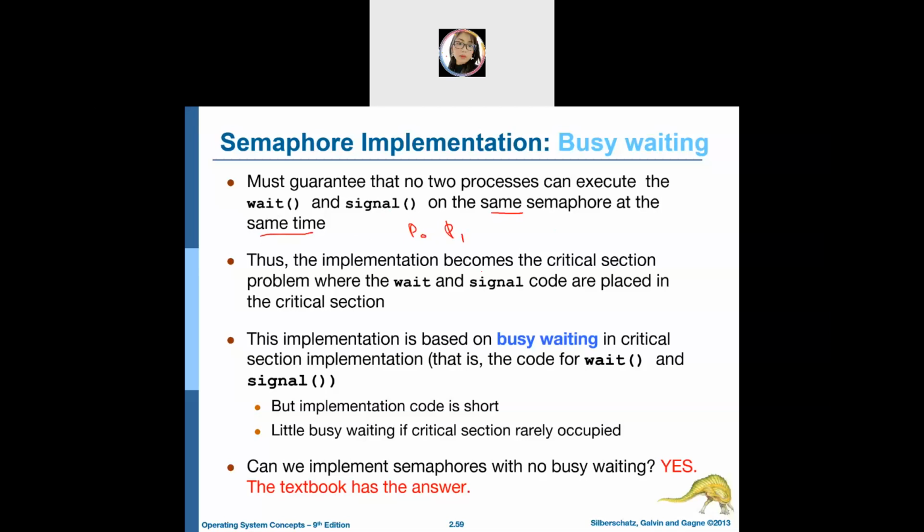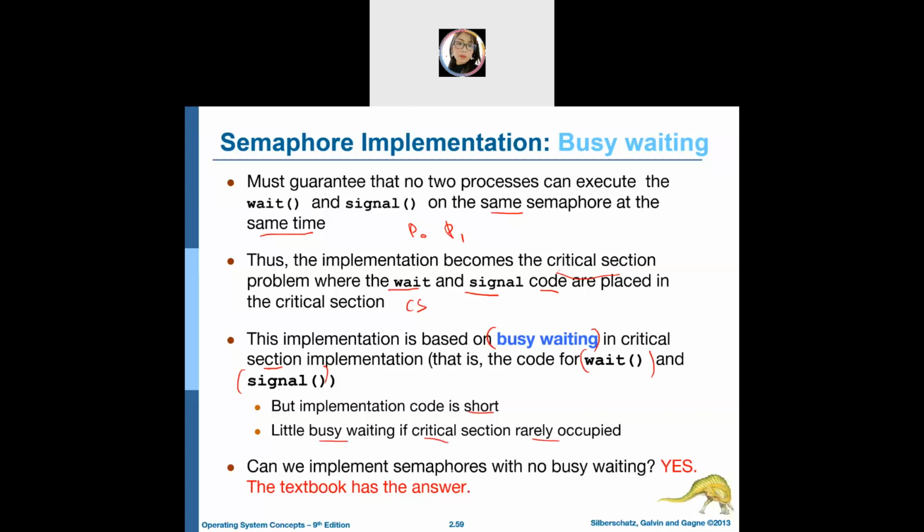Thus, the implementation becomes the critical section (CS), where the wait and signal code are placed in your CS. You're going to see something similar in other algorithms too. The implementation is based on busy waiting. Busy waiting in the critical section implementation, which is the code here, wait and also signal. But the implementation code is short, so there is little busy waiting, as the critical section is rarely occupied.